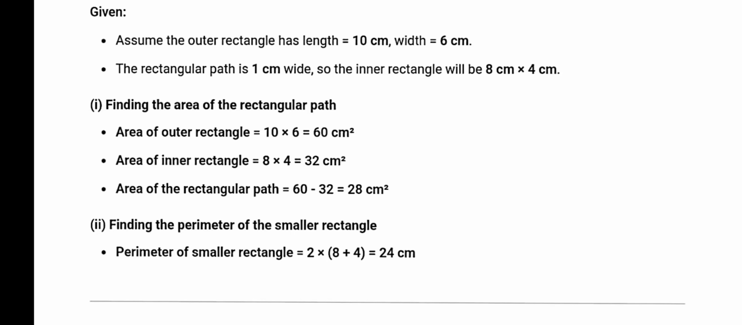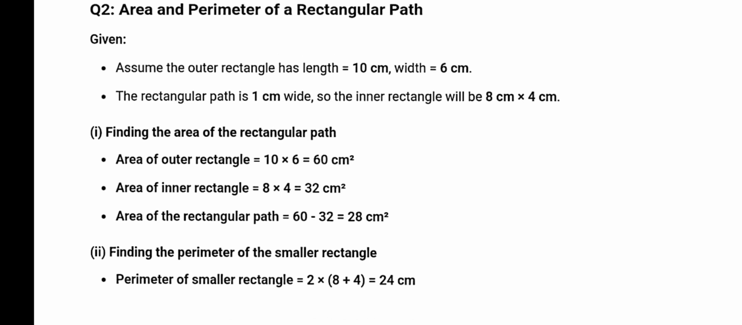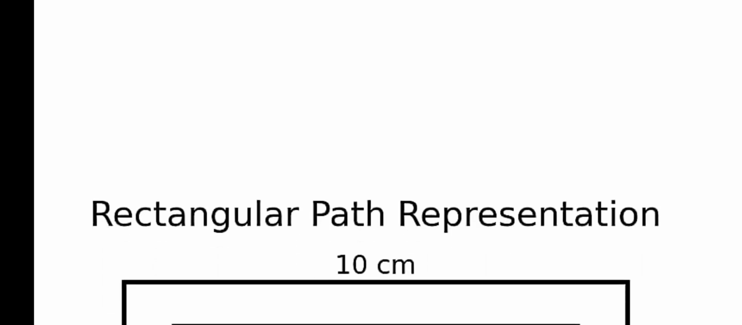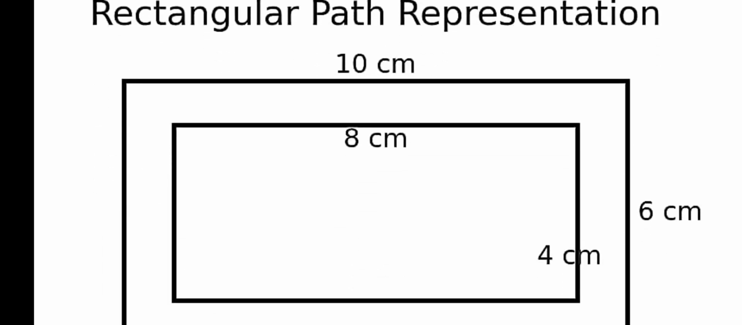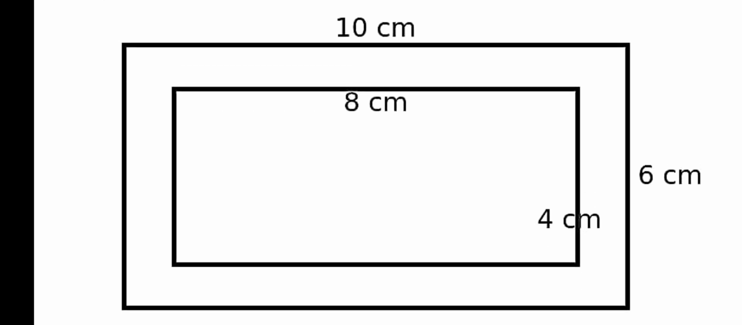Area of the outer rectangle is equal to 10 times 6 equals 60 cm². Area of the inner rectangle is equal to 8 times 4 equals 32 cm². Area of the rectangular path is equal to 60 minus 32, which is equal to 28 square centimeters. Finding the perimeter of the smaller rectangle. Perimeter of the smaller rectangle is equal to 2 times (8 plus 4), which is equal to 24 centimeters.